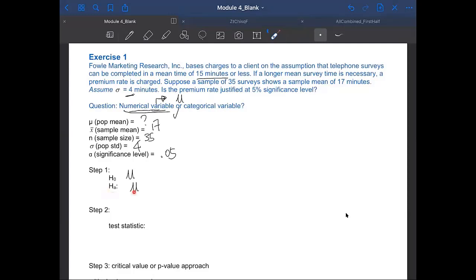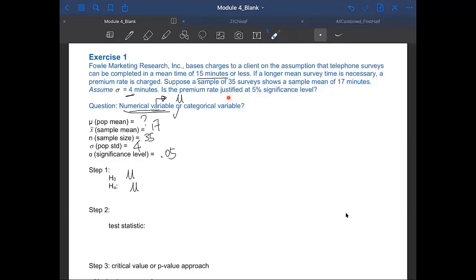So what are we trying to do here? What is the research question? Anybody want to give it a try? I think it's asking if the current rate of where the mean is right now is acceptable. Yes.